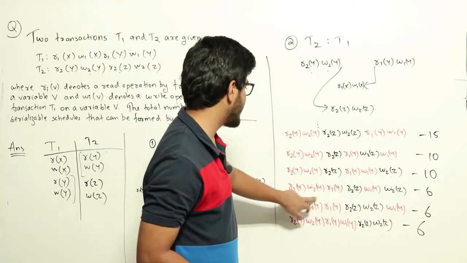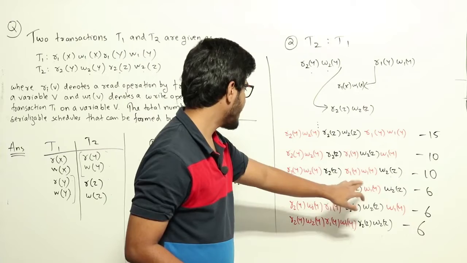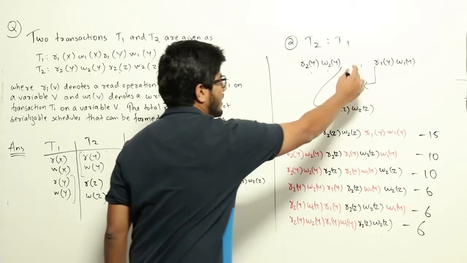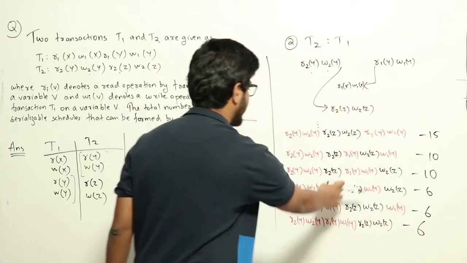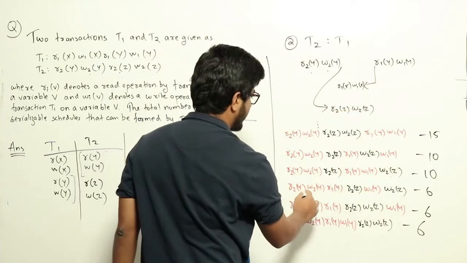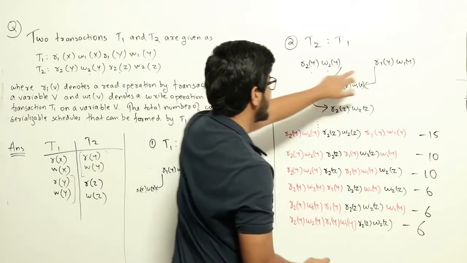Similarly, for this part, the other possibility is that we assign nothing to this gap. We assign 1 to this gap and the other one to this gap. That's what I have given here. Read 2 of y, write 2 of y, read 1 of y. These three I keep here.